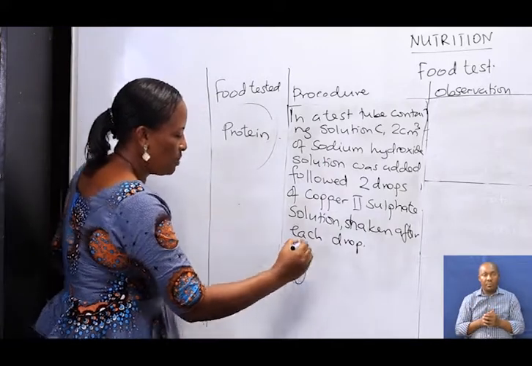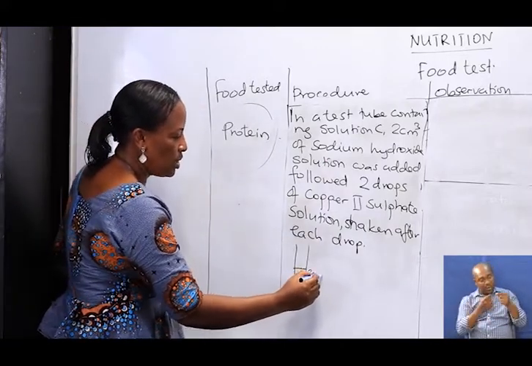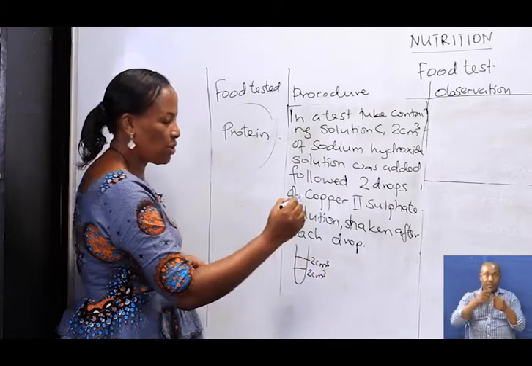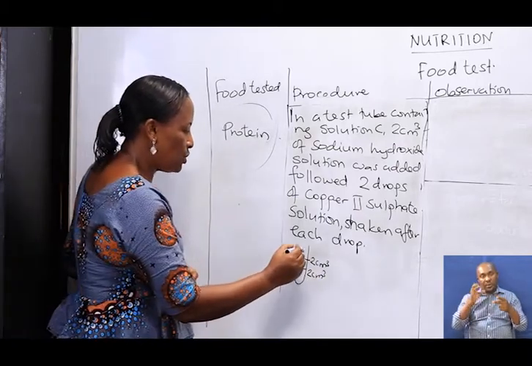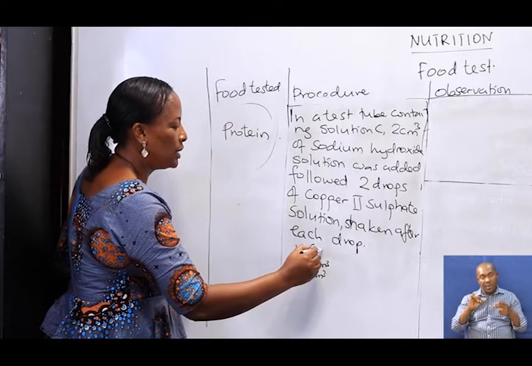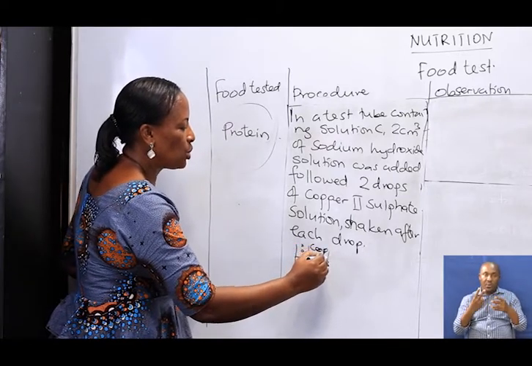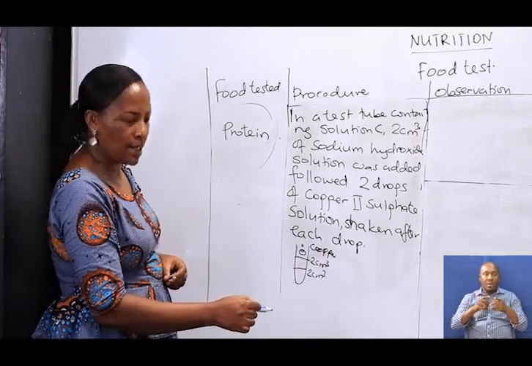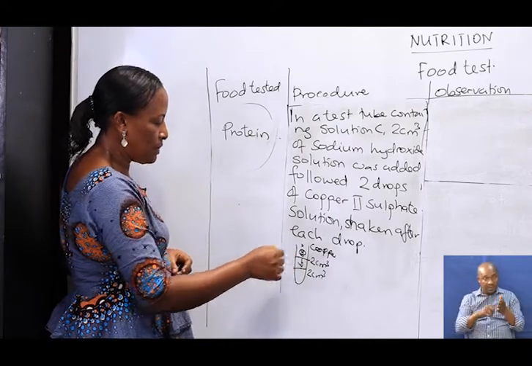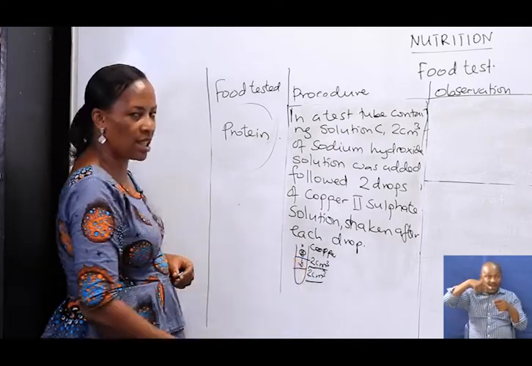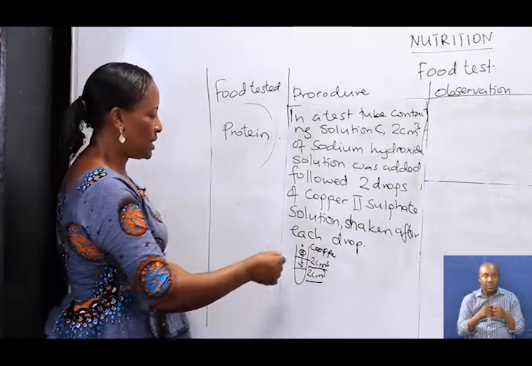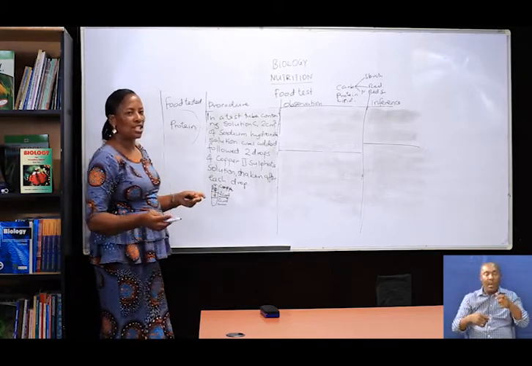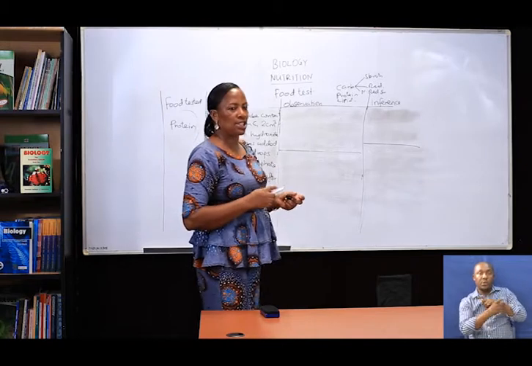You have your test tube, 2 centimeter cubed of food sample, 2 centimeter cubed of sodium hydroxide solution, and 2 drops of copper 2 sulfate solution. Then shake after each drop. This means when the first drop enters the mixture of food sample and sodium hydroxide, shake the contents. The second drop, again, shake the contents. You will observe the changes of colors in the mixture.